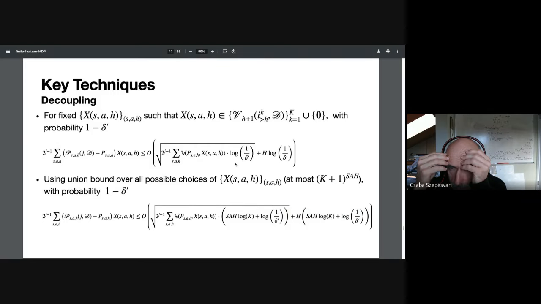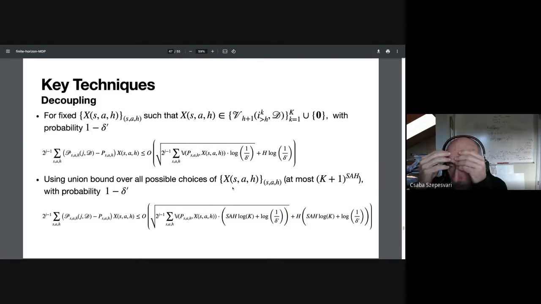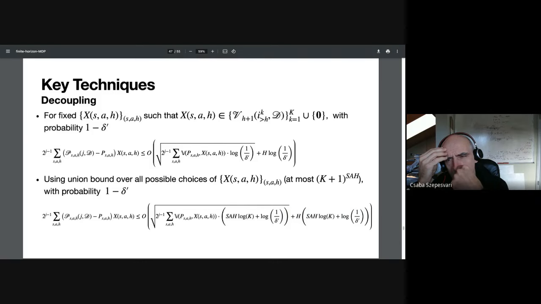And what is that a prime? Is there a union bound happening here? This line is basically the starting concentration inequality, and in the following we are going to apply a union bound. The second union bound comes from all possible choices of X at (s, a, h). Remember that each S at (s, a, h) has at most K plus one choices, since it belongs to these vectors. So there are in total K plus one to the power of SAH choices for this group of vectors, right?